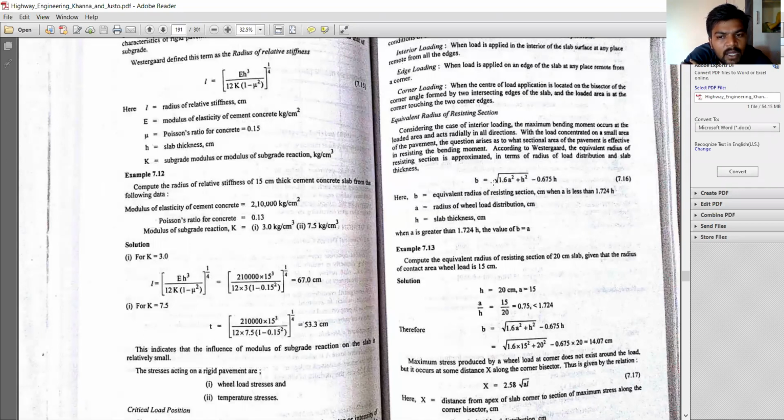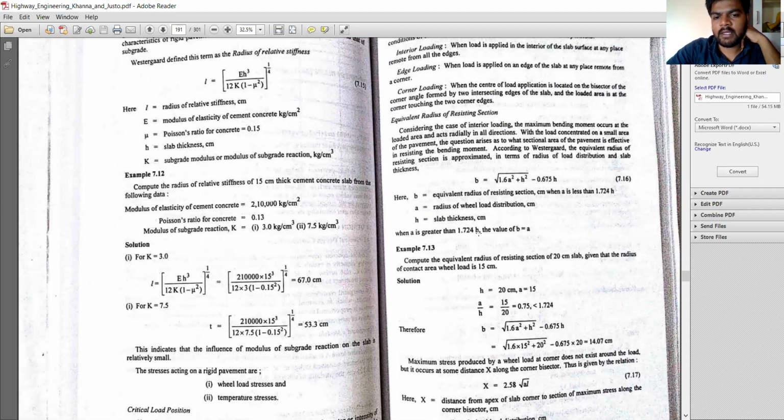After that, he has given one condition. The B is measured in centimeter when A is less than 1.724 H. What is A? You must know what is A. It is the radius of wheel load distribution, that is small a, and H is slab thickness. Here, as per this condition, A is less than 1.724 H. Consider A by H equal to 1.724.